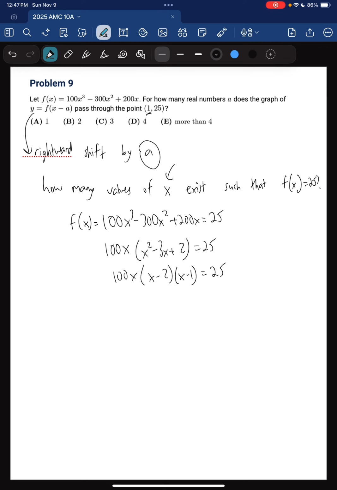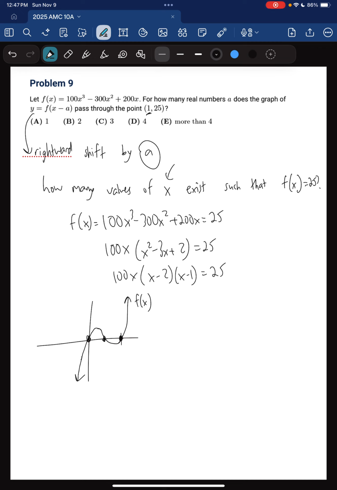Let's look at just the graph of f of x. Looking at the factored form, it's going to have zeros at x equals 0, x equals 1, and x equals 2. And then we can draw a rough sketch. It's going to go something like that. This is roughly the graph of f of x.